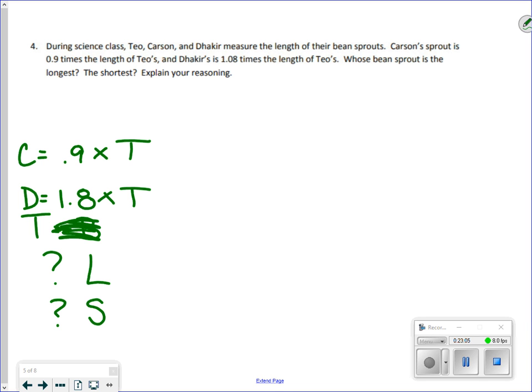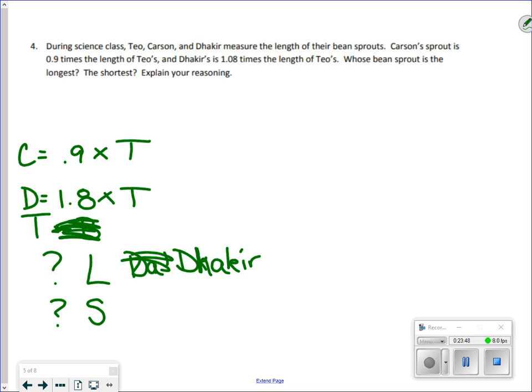So if you've got Teo, if he does 1 times Teo, then those would be even. They would be equal. So they're not equal. It's equal, but more. So it's 1 8/10. So Zakir's is greater because 1 8/10 is greater than 1. So Zakir, with an H, not a K, Z-A-K-I-R is the longest. Whose is the shortest?